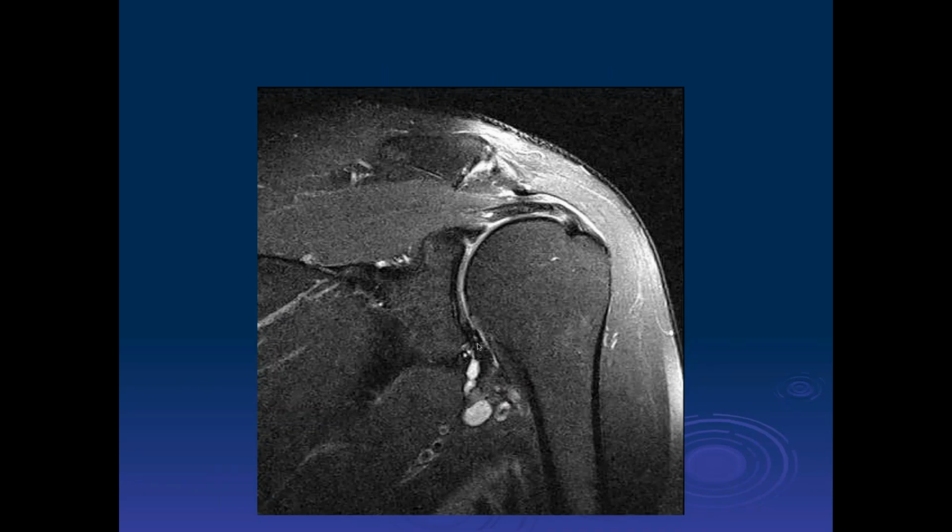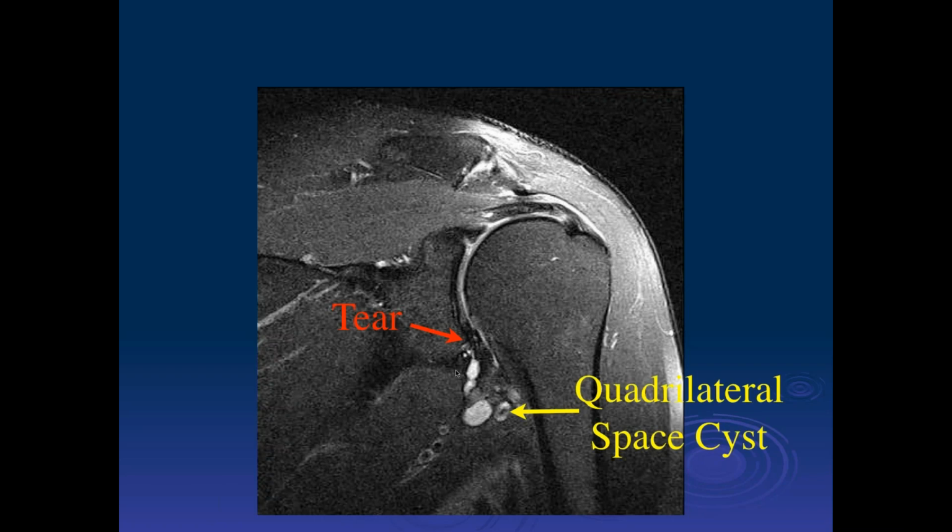Here's just another example of the same thing. You don't see the tear real well, but you can see the signal intensity going through there, and the paralabral cyst is really a good indicator. If I only see a paralabral cyst and I can't really see the tear itself, I'll still describe the cyst and say that they're highly associated with tears, and a tear can't be excluded in that setting.